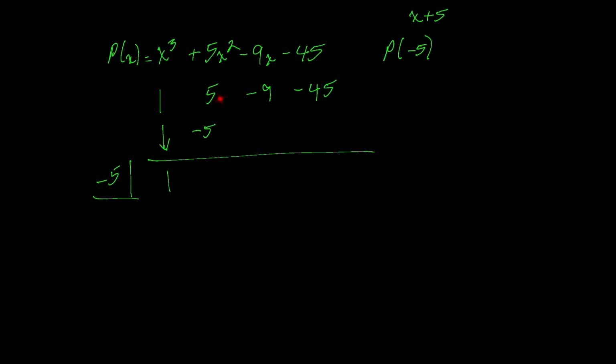Then I can add 5 and negative 5, which gives me 0. Then we multiply negative 5 times 0, which gives us 0. Then I'm going to add negative 9 plus 0 to get negative 9. And then I'm going to multiply negative 5 times negative 9. And that gives me a positive 45. So when I add these two numbers, negative 45 and 45, I end up with a 0. So that tells me that p of negative 5 is actually 0.